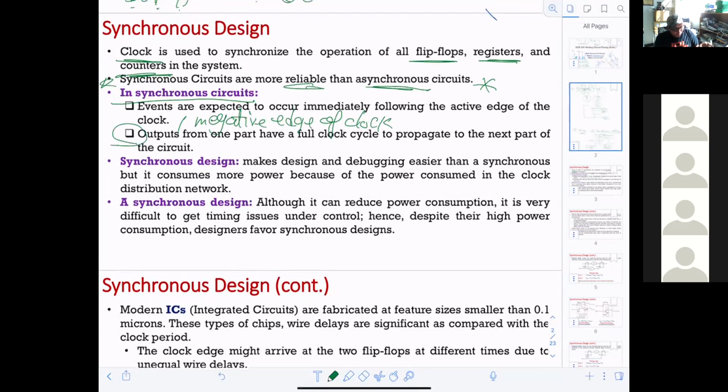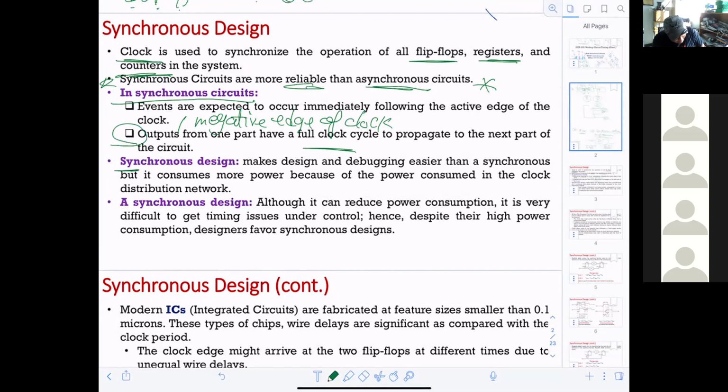Also, output from one part has a full clock cycle to propagate to the next circuit, which makes sense, right? Because you are waiting for the next positive edge. That means you are waiting for a whole entire cycle, then another whole entire cycle, because you start from the positive edge. Make sense?